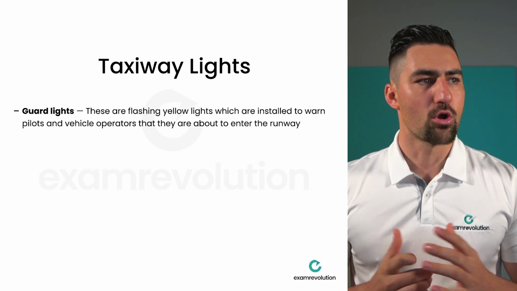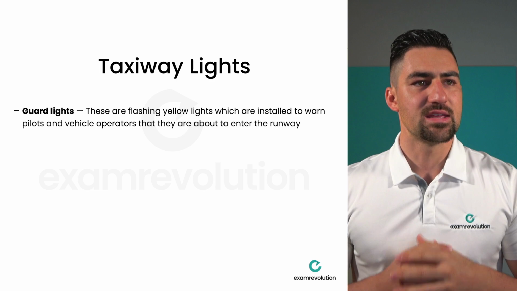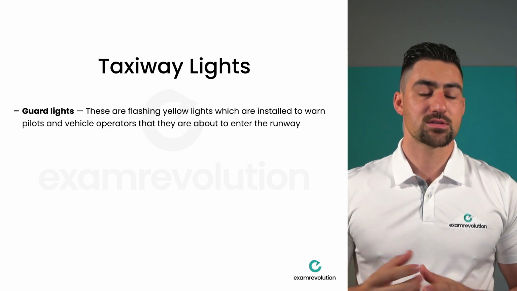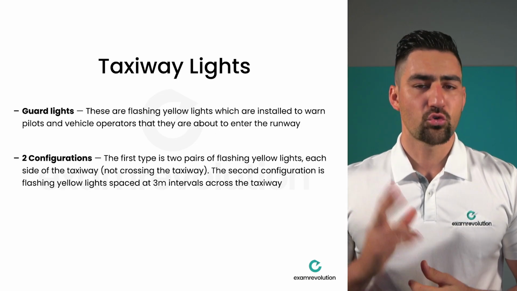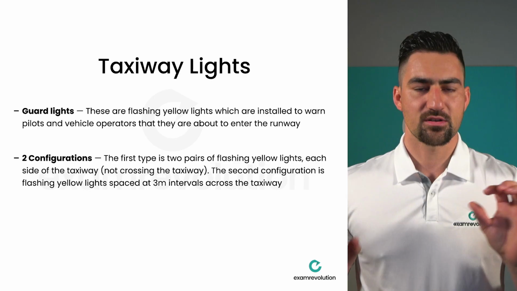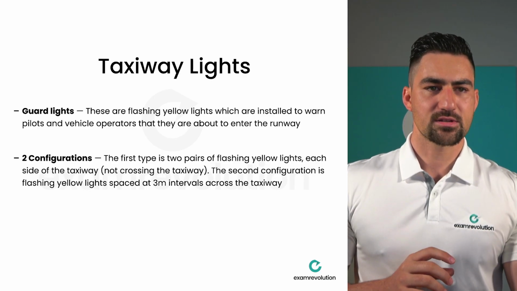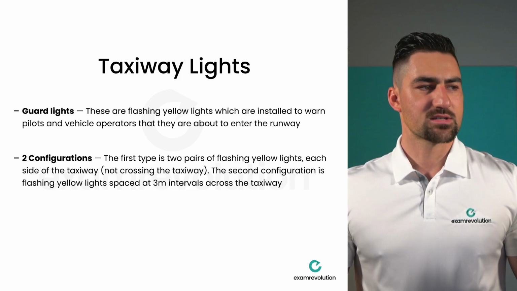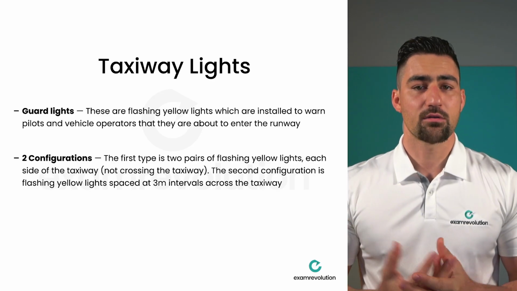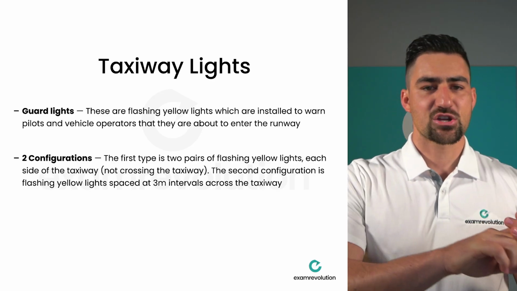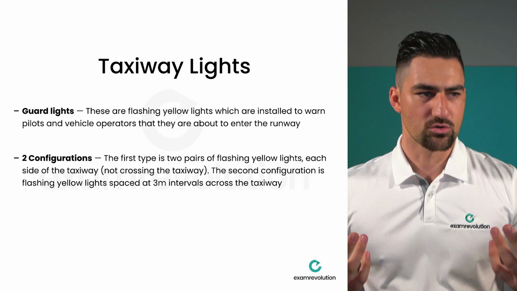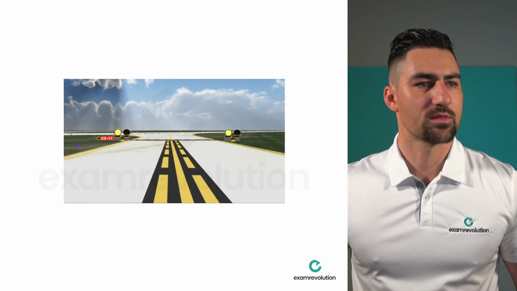Then we also get what we call guard lights. Now these are flashing yellow lights which are installed to warn pilots and vehicle operators that they're about to enter the runway. It's like a warning, right? And there are 2 configurations for runway guard lights. The first type is 2 pairs of flashing yellow lights. You have 2 lights on the left hand side of the taxiway, 2 lights on the right hand side of the taxiway, and they flash yellow. Okay, they don't cross the taxiway. The second configuration of guard lights is where they actually cross the taxiway at 3 meters intervals, and then they flash like that. It's also yellow. All right, let me show you what they look like.